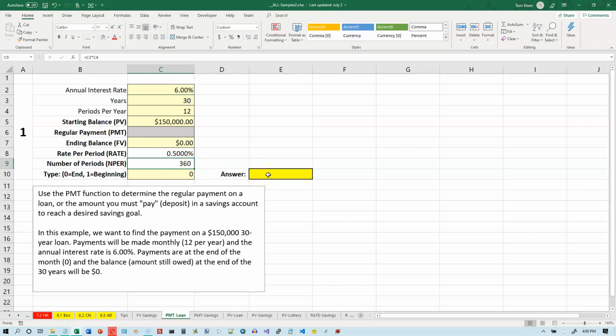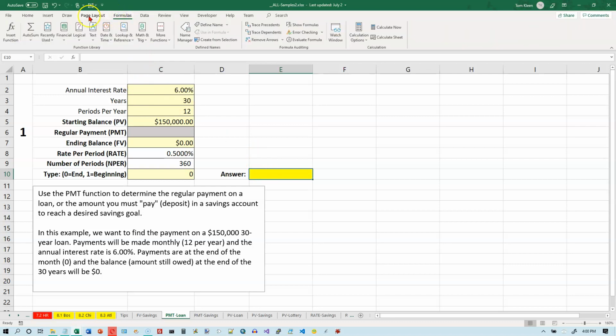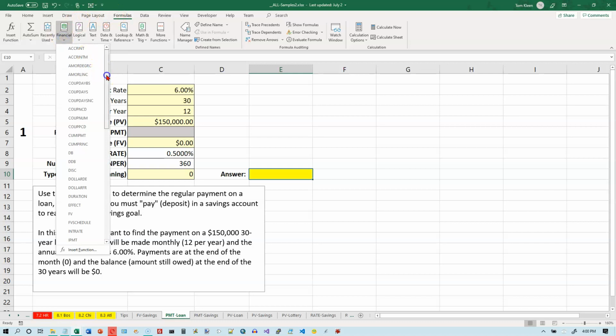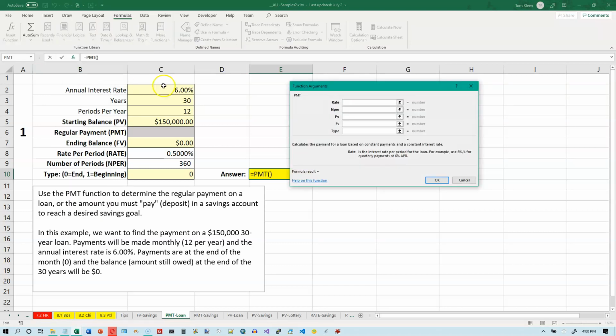Now what we need to do is go over to column E here, and in our answer box, we're going to do the payment function. So let's go to our formulas tab up here. Let's go to the financial functions group, and they're alphabetical. So let's go down to the letter P. And there's the PMT function. It wants to know what the rate is, and down here it says the rate per period.